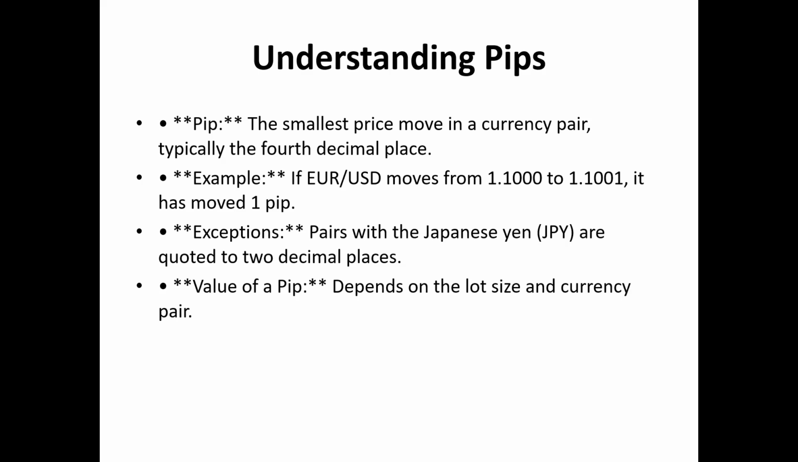And now let's talk about pips. Understanding pips: a pip is a tiny measure of movement in a currency pair. It's usually the fourth decimal place in a quote. For example, if EUR/USD moves from 1.1000 to 1.1001, that's a 1 pip change. For pairs involving the Japanese yen, like USD/JPY, a pip is the second decimal place.